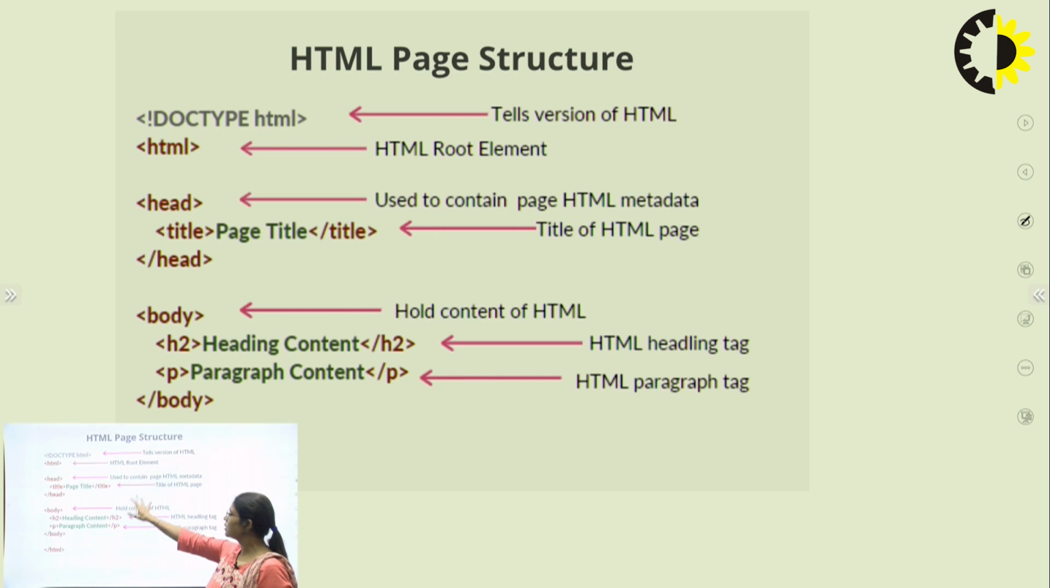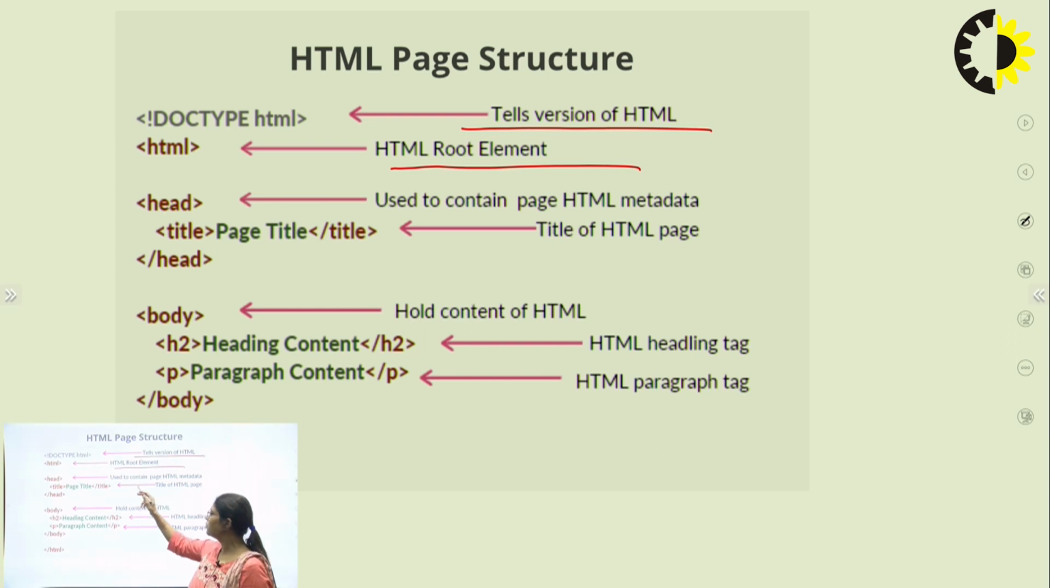Now this is your HTML page structure. As I have already told you, the first element in your HTML document is the doctype HTML. It tells the version of your HTML. Then in the next step we open the HTML root tag, which is the root element of your HTML document. Then third, we open the head tag, which is used to contain the HTML metadata information.